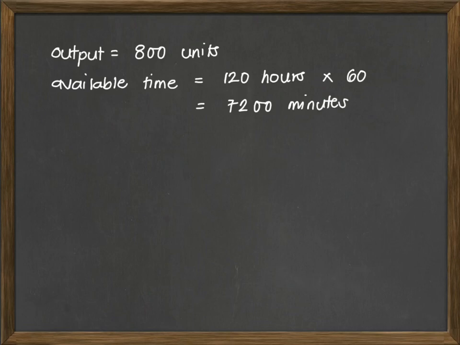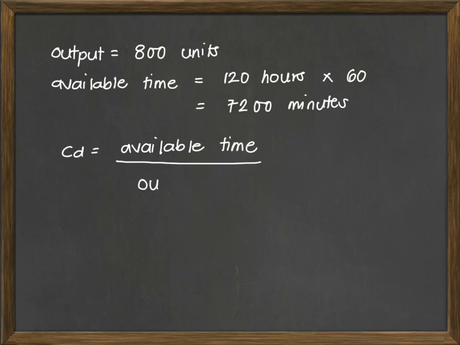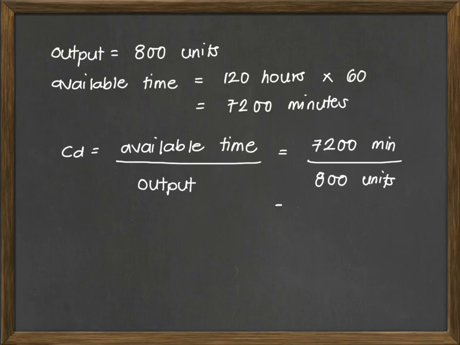Now, the first thing that we need to solve is the desired cycle time or yung CD. CD or desired cycle time is by the formula your available time divided by your output. And this is 7,200 minutes divided by your 800 units. And this will give us an answer of 9 minutes per unit.